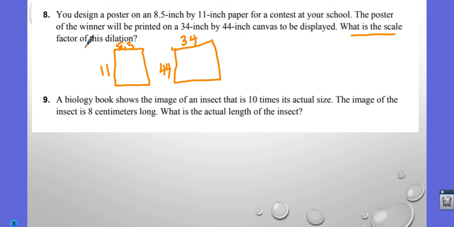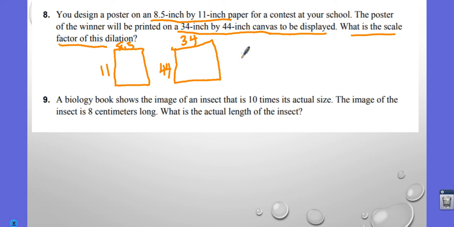It says, what is the scale factor of the dilation? So if I restate this question, it's asking me, what is the K? How much did I either blow this up or reduce this? How much did I enlarge or reduce this picture? So it gave me what my first paper was, and then it tells me what the bigger paper was. So that's why I drew the two pictures. And notice, the 8.5 needs to match the 34. The 11 needs to match the 44.